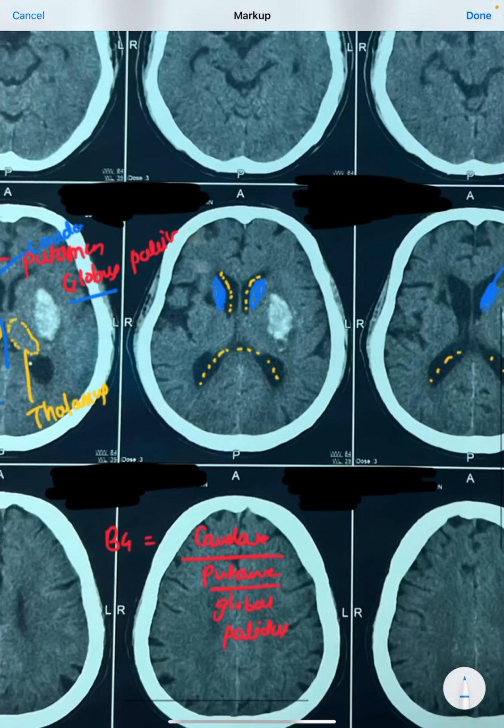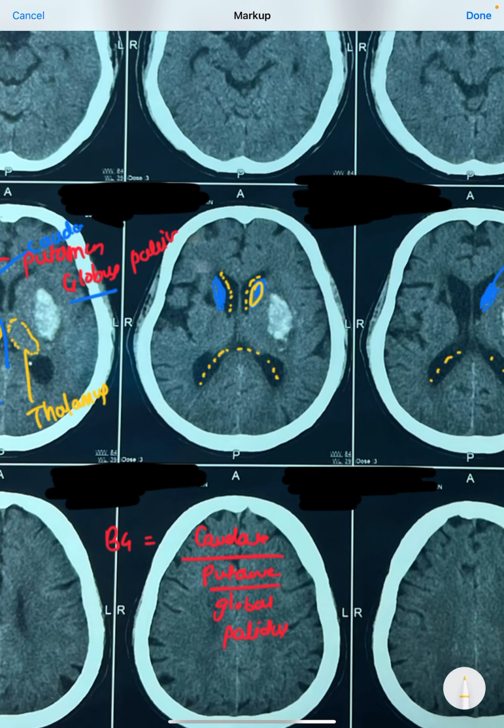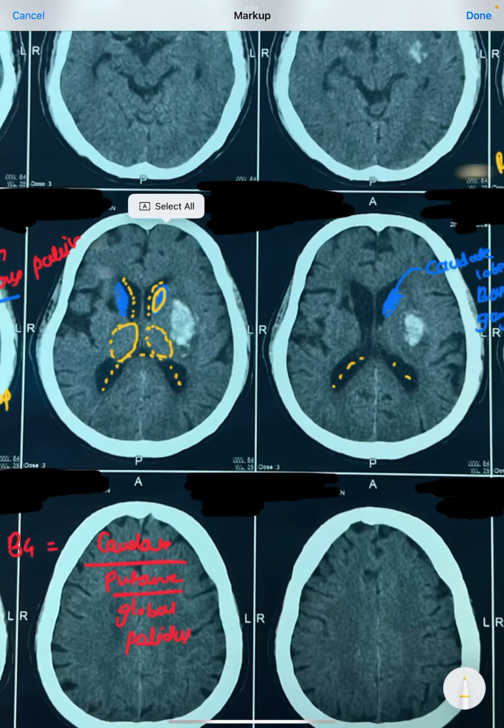When we see it here, the caudate is spared, and the thalamus looks spared, though there is definitely pressure over this left-sided thalamus, but there is no thalamic bleed. The internal capsule is spared, though it is compressed by the bleed. So this is basically a typical putaminal or basal ganglia bleed.